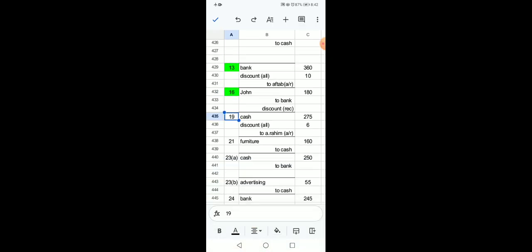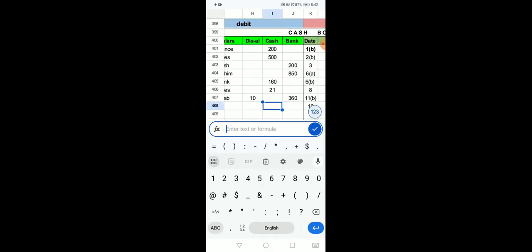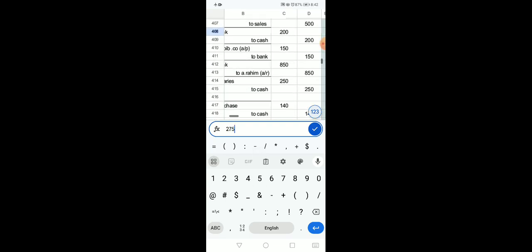Next entry is 19, where there are 3 elements, but only 2 elements are related with cash book, cash and discount. So we will post both of them, but step by step. First step is to see cash, which is debited by 275. Go to the debit side and write down 275 over here in debit column of cash book.